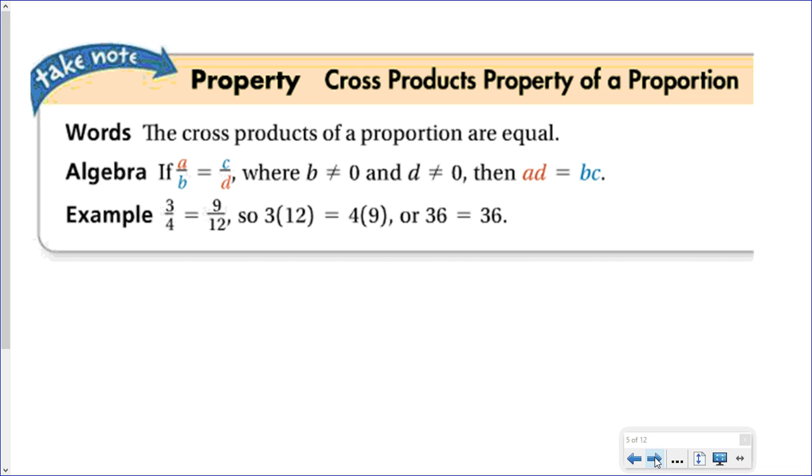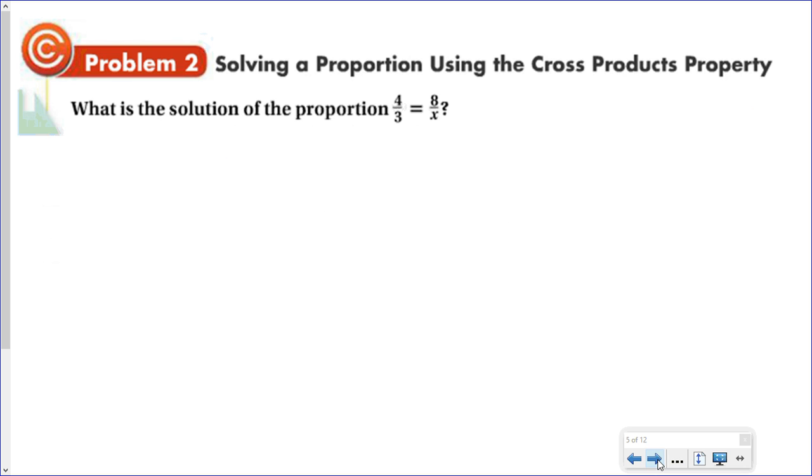Okay, and then this, remember where I said there's two different ways of doing it, so I'm just going to stay consistent, teach you the one way here, and things will go pretty well. Now, the 4/3 equals 8 over x. Again, this one goes into your notes.